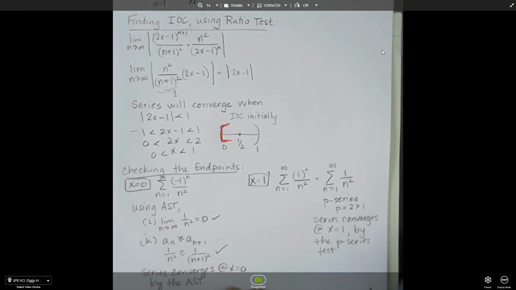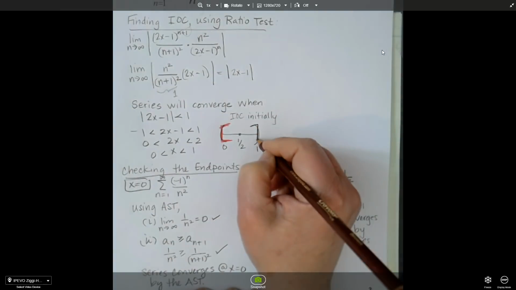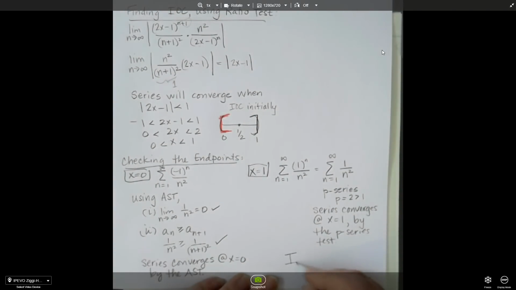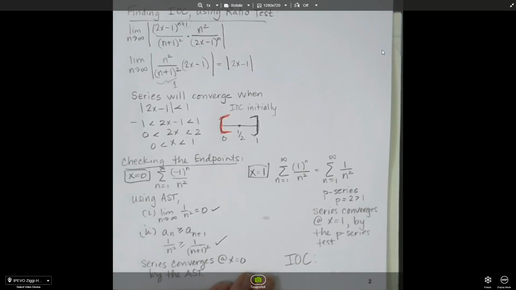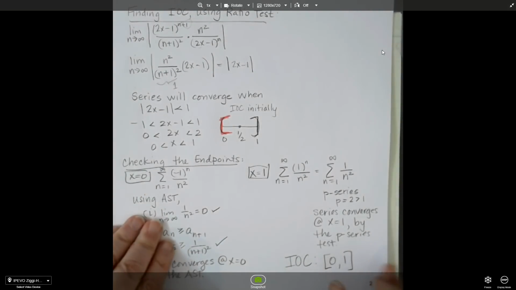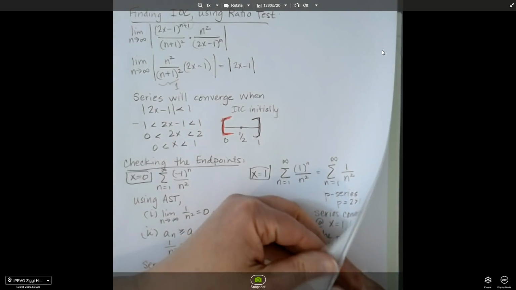All right, so which means I have a bracket on this end. So the IOC for this problem is 0 to 1, and both endpoints are included. All right, so let's do another one.